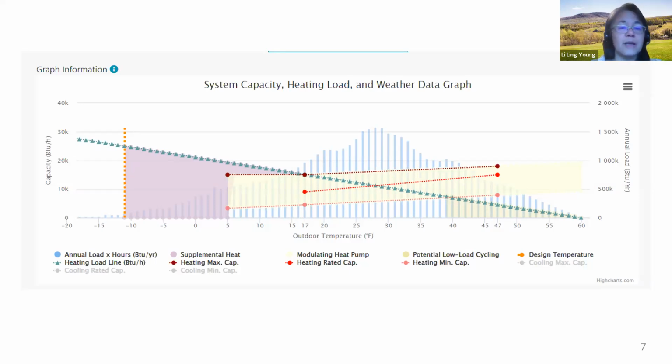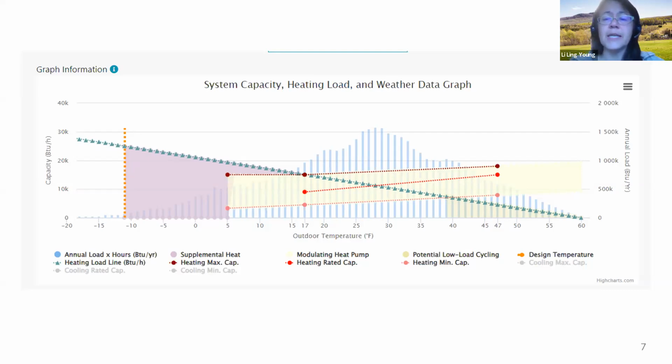Let me back up. So along the x-axis, we have temperatures. And along the y-axis, we have two axes. One of them is showing BTUs per hour, so that's like the power of the heat pump or the capacity of the heat pump. And the other one is showing BTUs per year. And that's really important, so we're going to come back to that BTUs per year thing in a moment. So temperatures across the bottom, capacity and energy in the y-axis.